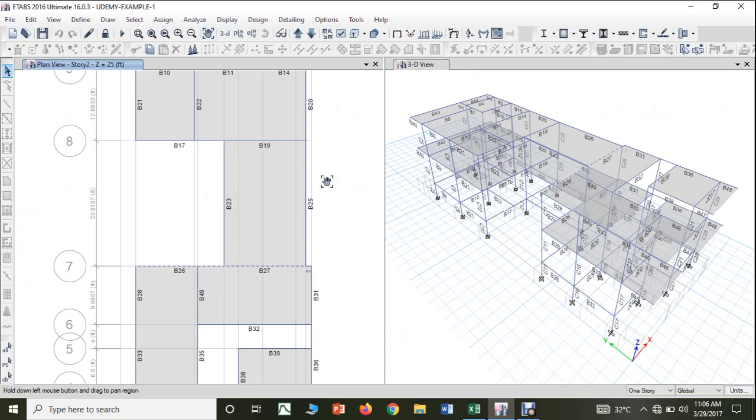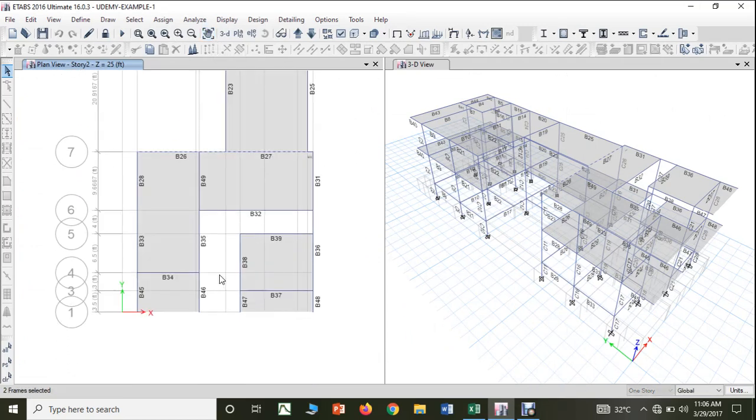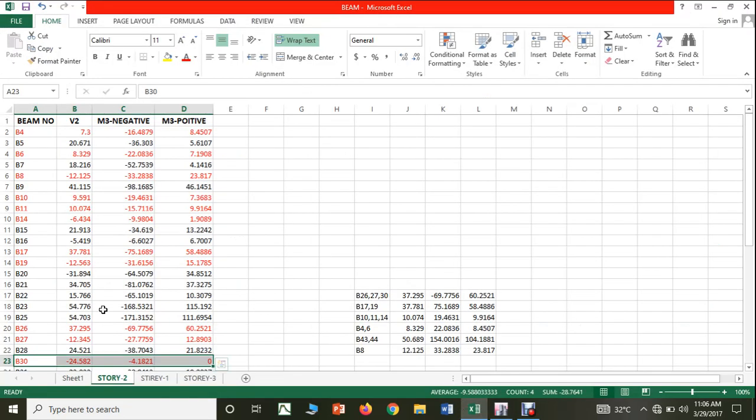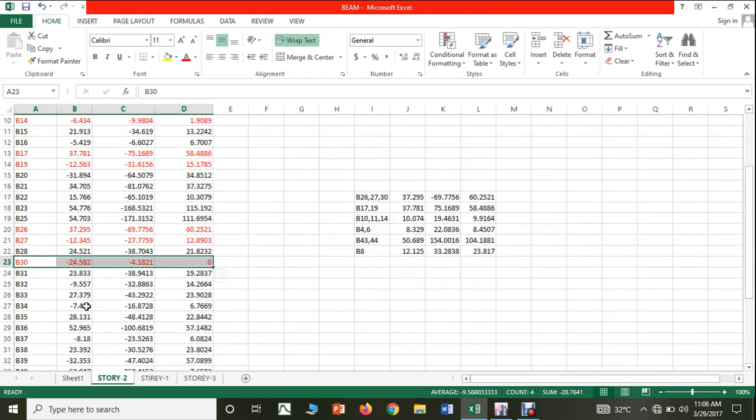The next one that you can have here is beam 32. So beam 32.